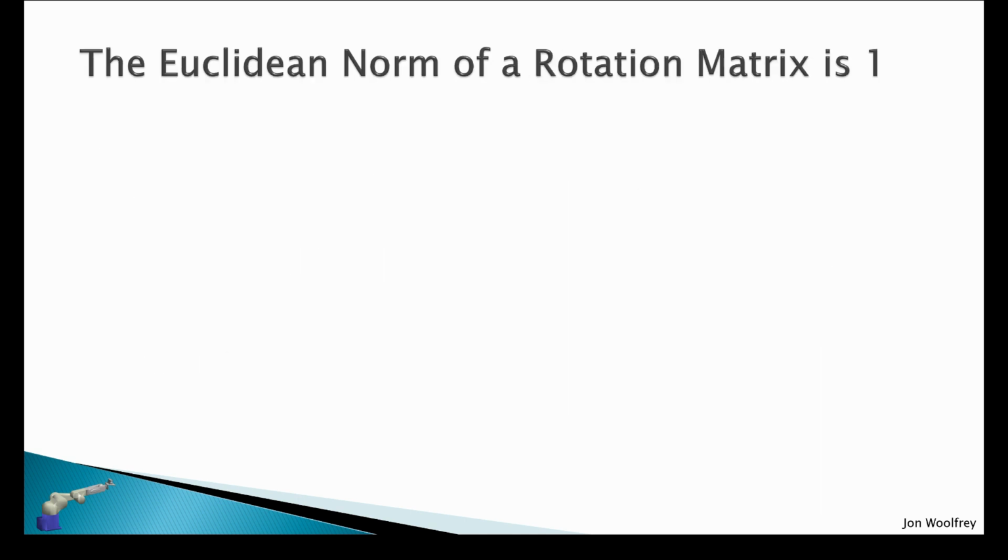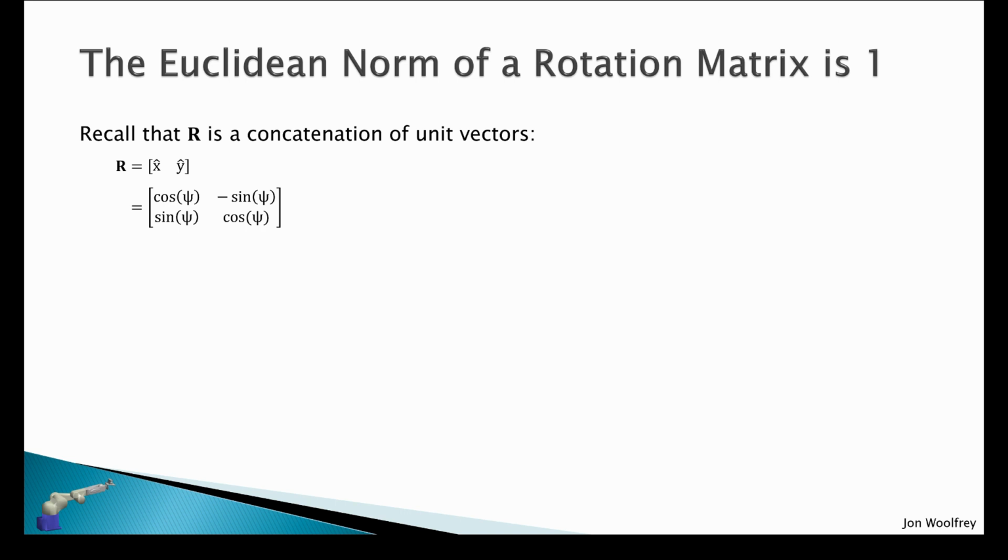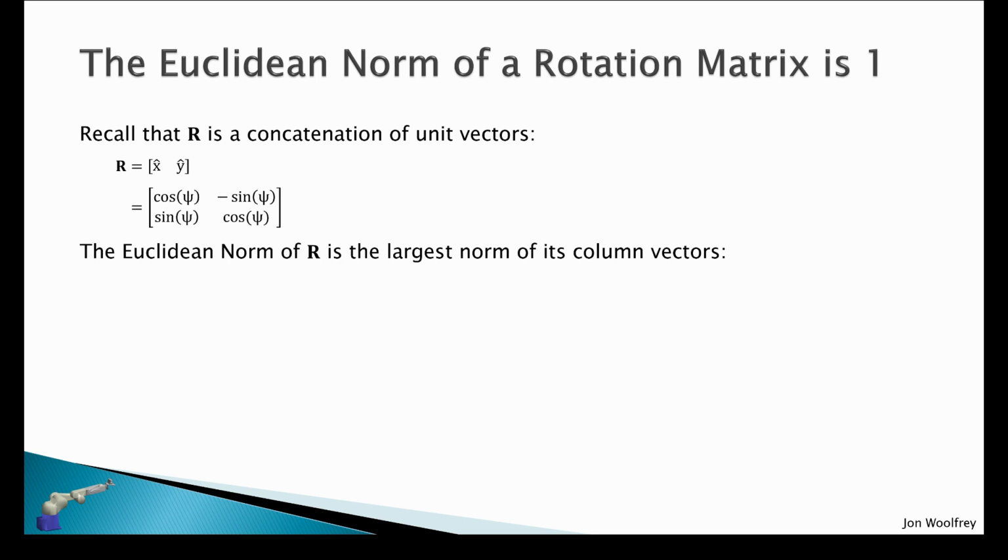So the Euclidean norm of a rotation matrix is 1. Recall that our rotation matrix is a concatenation of unit vectors. That is, we have R with x hat and y hat in the column vectors, which is cos psi, sine psi, negative sine psi, cos psi. The Euclidean norm of R is the largest norm of its column vectors. So the Euclidean norm of R will be the maximum of either x hat or y hat. And when we expand these out, we simply get the square root of cos squared psi plus sine squared psi. And we know that from trigonometry, this is 1. So the Euclidean norm of the rotation matrix must be 1.